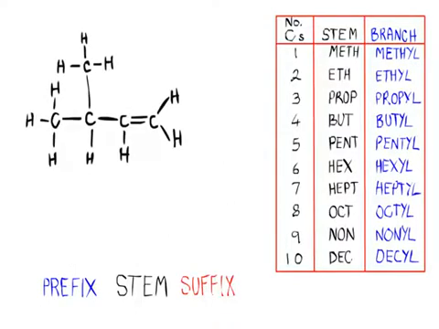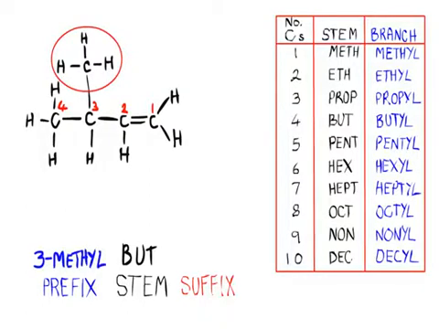Let's work through this example. The longest carbon chain is 4, so the stem is but. It has a methyl group on position 3, which makes the prefix 3-methyl. Now for the suffix. It has a double bond on carbon 1, so has the suffix 1-ene. Note, you state the carbon with the lowest number, so in this case you say 1-ene rather than 2-ene. So our compound is 3-methyl-but-1-ene.